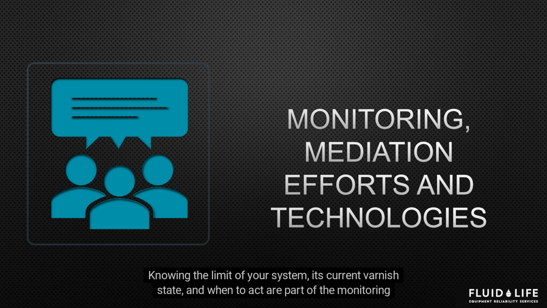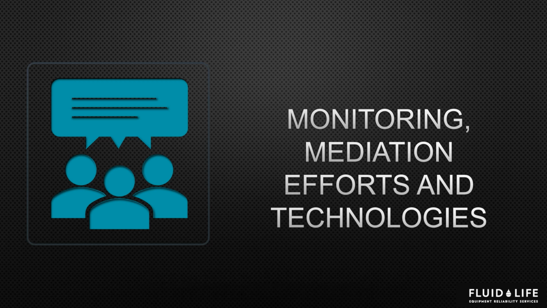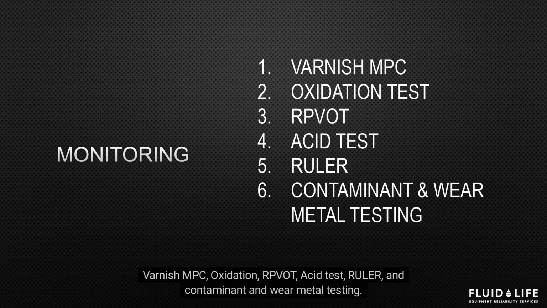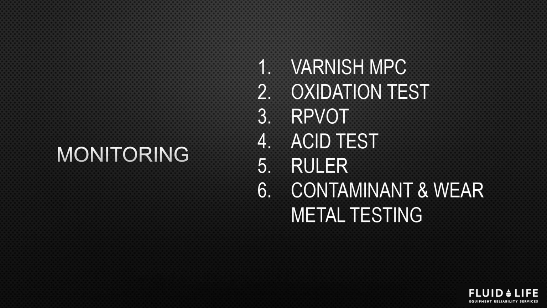Knowing the limit of your system, its current varnish state, and when to act are part of the monitoring and mediation efforts of varnish. You can monitor varnish by doing regular oil testing that includes the following test slate: varnish, MPC, oxidation, RPVOT, acid test, ruler, and contaminant and wear metal testing. Let's review each of these tests.